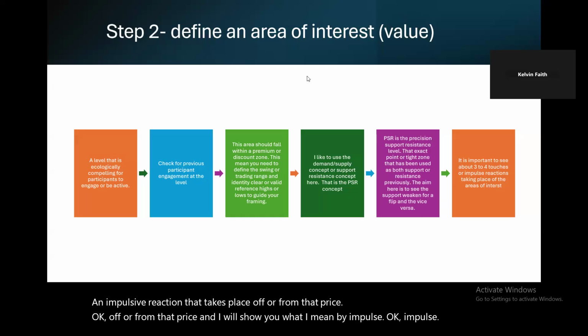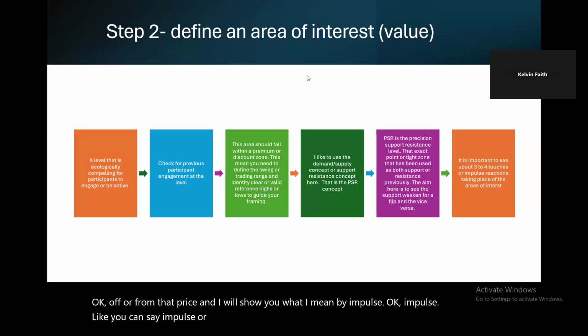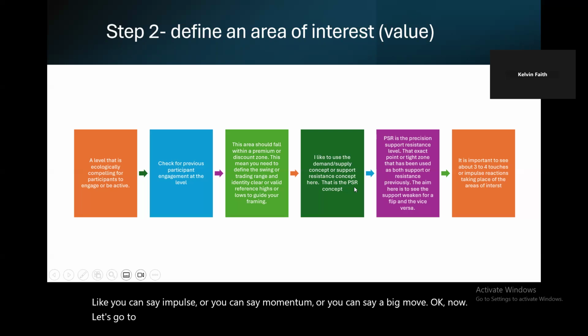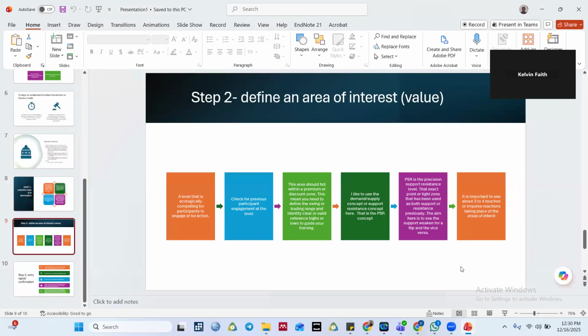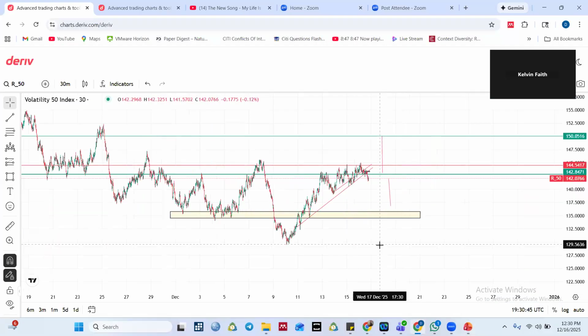Like you can say impulse, or you can say momentum, or you can say a big move. Okay, now let's go to the chart and try to put all that I have read into effect.